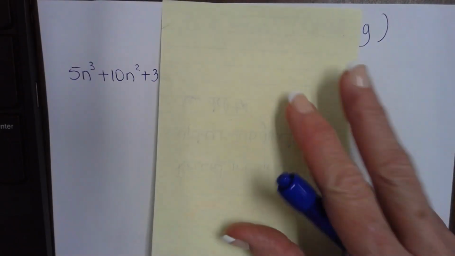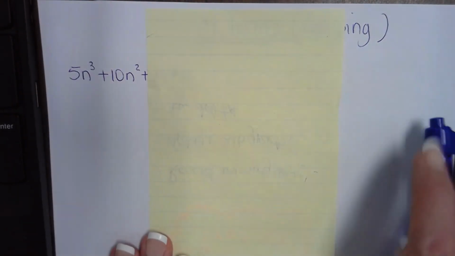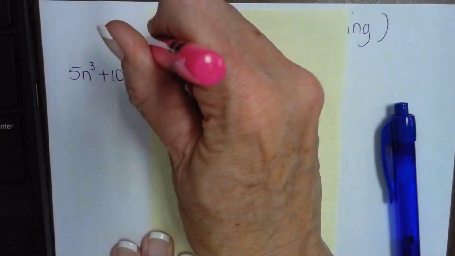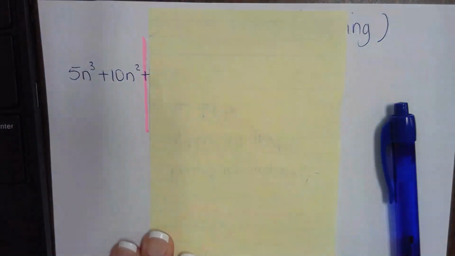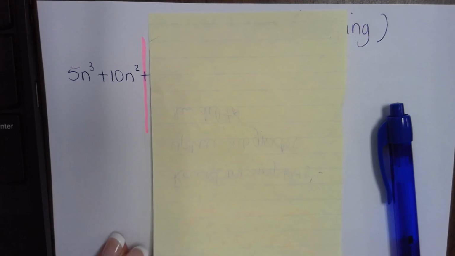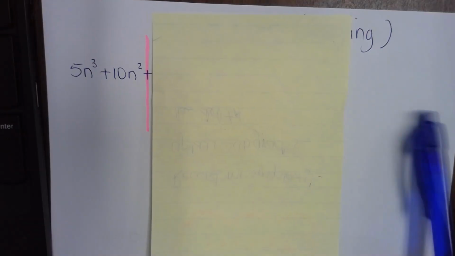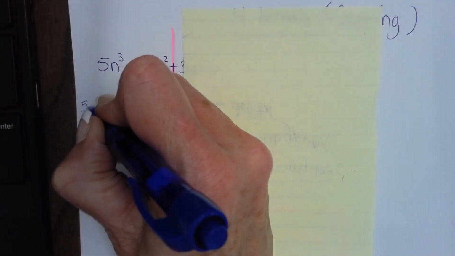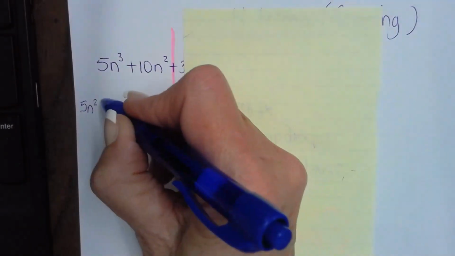So basically what we're going to do is take the first 2 and factor by the greatest common factor method. Notice I'm just going to split this down the middle. So we're going to factor this by the greatest common factor method. What is the greatest common factor here? 5n squared. So I'm going to pull out 5n squared. Y'all do this with me, and I'm going to set up a parenthesis.